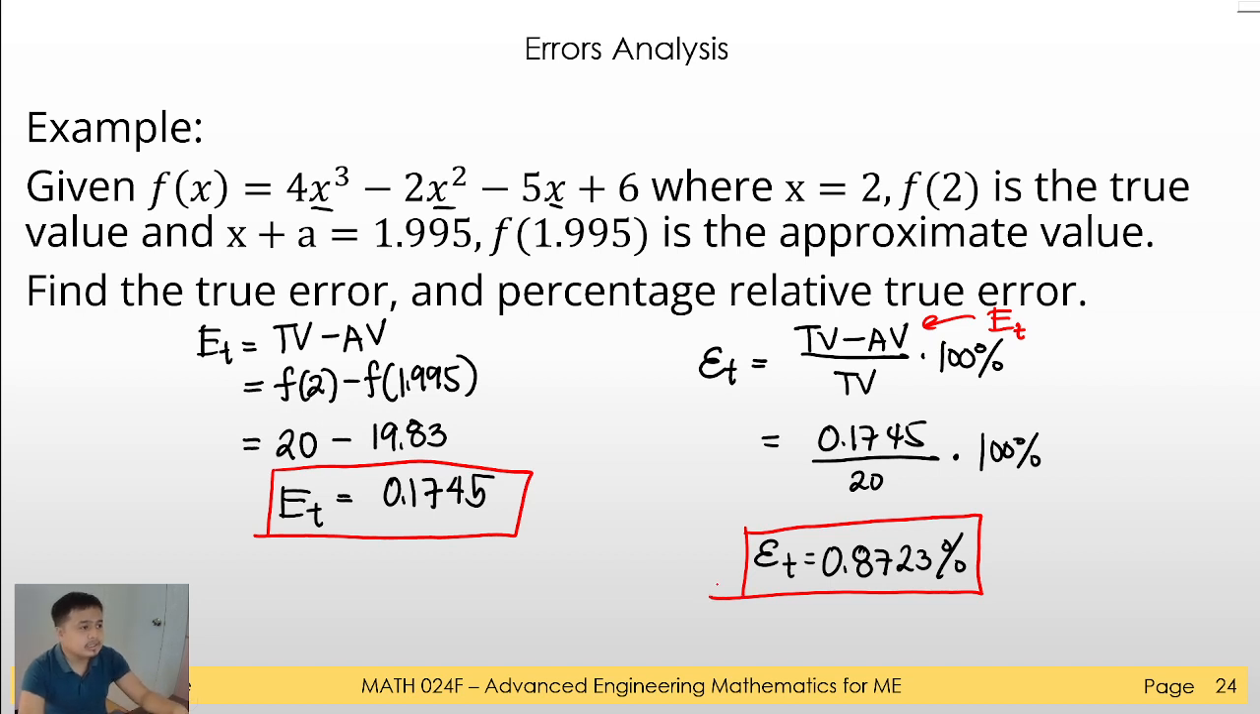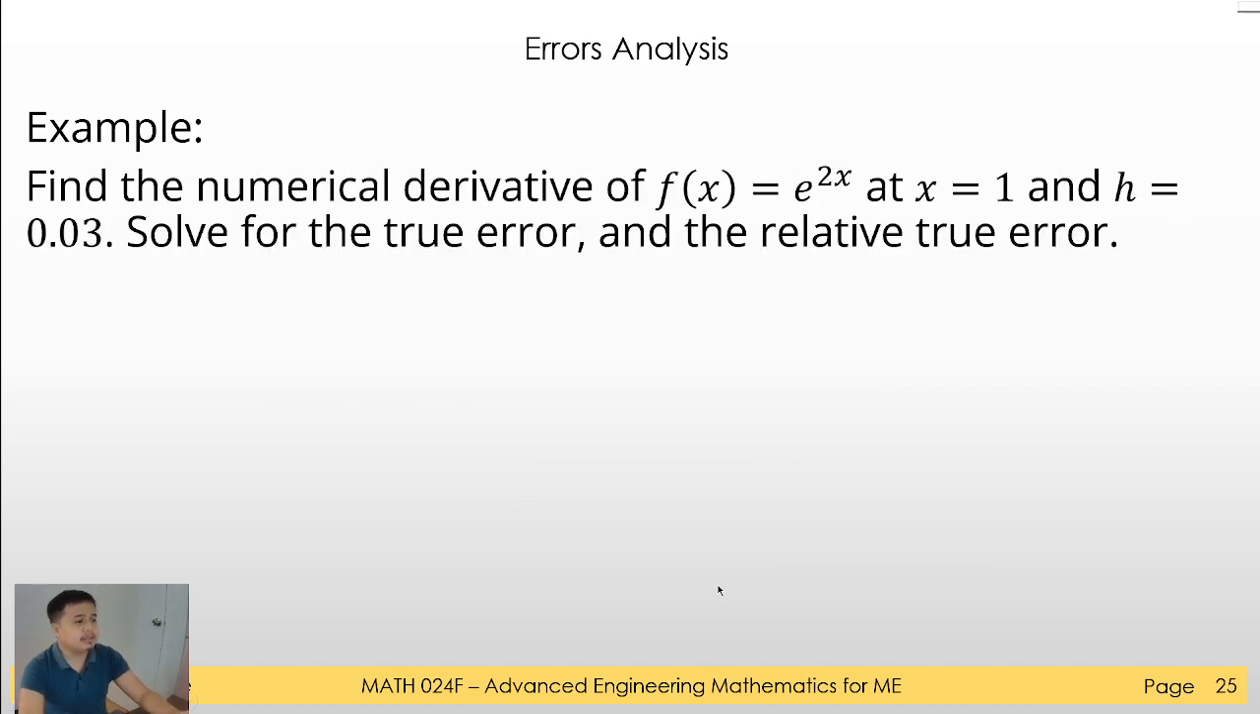Alright. So another example here. Find the numerical derivative of f of x is equal to e raised to 2x at x is equal to 1 and h is equal to 0.02. Solve for the true error and the relative true error.